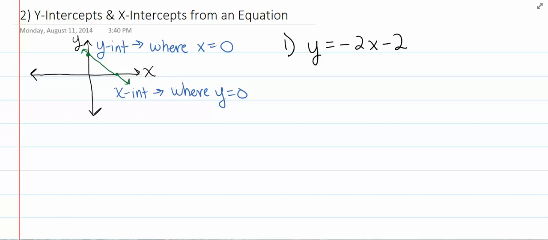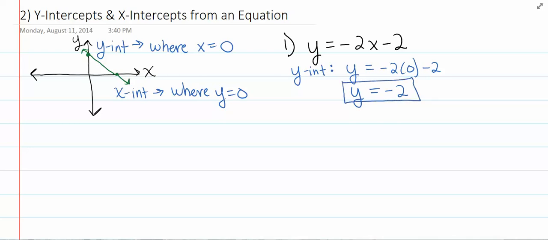If you are trying to find, let's first do your y-intercept. If you're trying to find your y-intercept, you know that's where x equals 0. So I'm going to plug in 0 for x. So therefore my y-intercept is equal to negative 2. And I think they might list it as an ordered pair, so you could also say it is 0, negative 2.